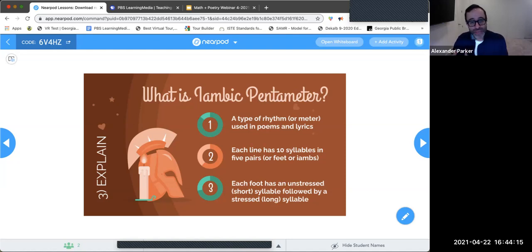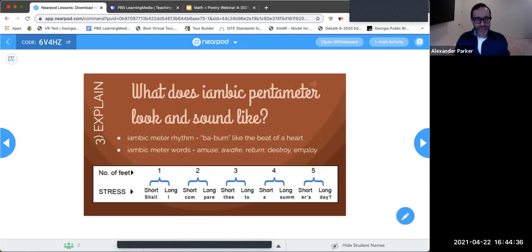As I said earlier, it has 10 syllables in five pairs, and the key is how you say those five pairs. Each foot or syllable is stressed or unstressed: a short, unstressed syllable followed by a stressed, long syllable. It's sometimes a little hard to get until you see it with a visual. So iambic meter rhythm is like ba-bum. Actors say that it sounds, at some level, like a heartbeat. Ba-bum, ba-bum, ba-bum, ba-bum, like that.